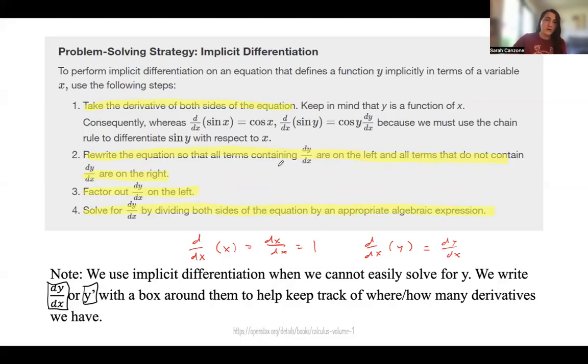So the hard part is going to be the differentiation aspect and making sure that you remember to multiply in a dy/dx every single time you take the derivative of a y. So if you have xy and you're trying to take the derivative, you have to remember that's a product rule. And when you take the derivative of y, you have to write dy/dx. So let's go ahead and do an example.